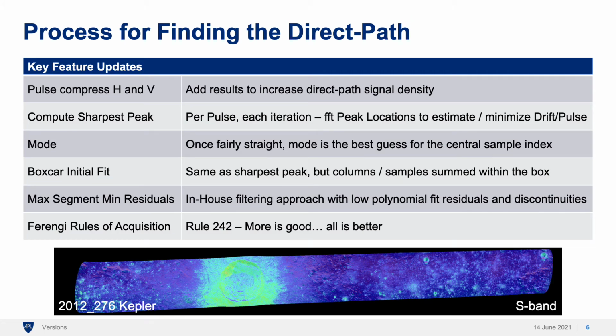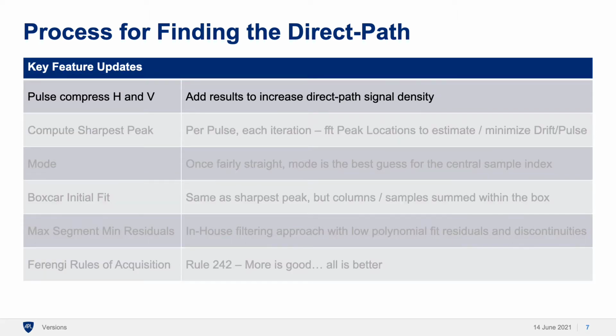This slide is a summary of the primary updates to the algorithm from the previous version presented at the Planetary Data Workshop in 2019. We'll go through each of these steps and show an example for each. The first key feature update increases the signal density of the direct path by combining both the linear receive horizontal and vertical, or H&V, channel data during pulse compression.